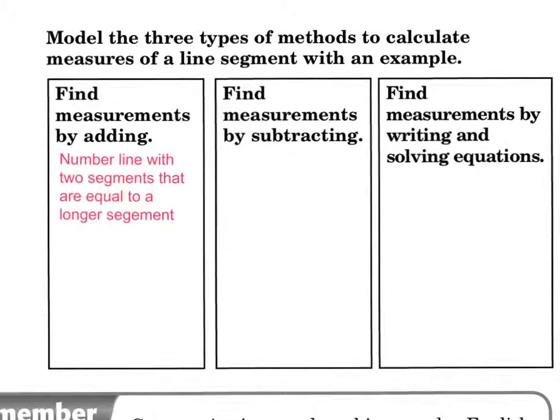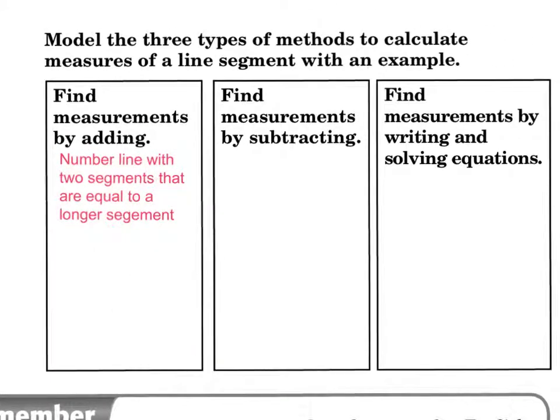We can use a number line where two segments are equal to a longer segment. So if we try to think of it, we've got a number line here. Let's put two segments here. So here's one segment, L and M, and we've got another segment, M and N. So we can say that LM plus MN equals LN. So we can figure out how long LN is by adding the two together.